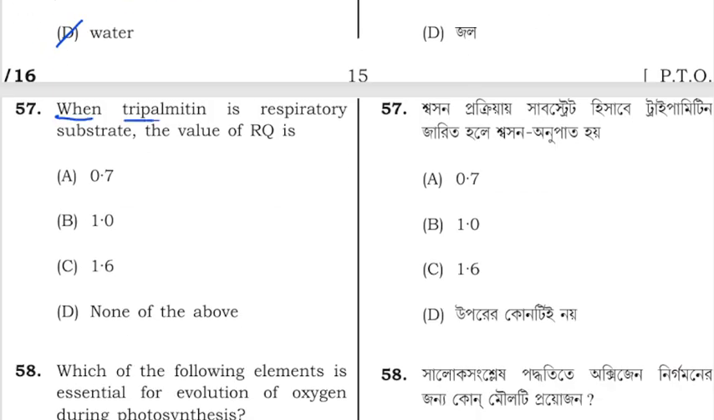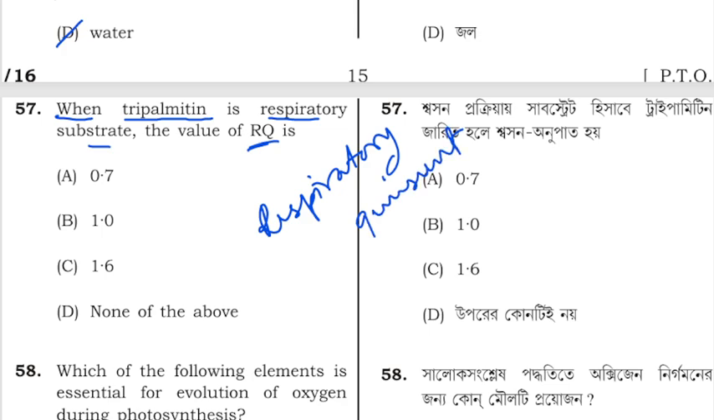When tripalmitin is a respiratory substrate, the RQ value, that is respiratory quotient, options are A 0.7, B is 1.0, C is 1.6, D is none of the above. So this tripalmitin has an RQ value of 0.7. So A is correct.